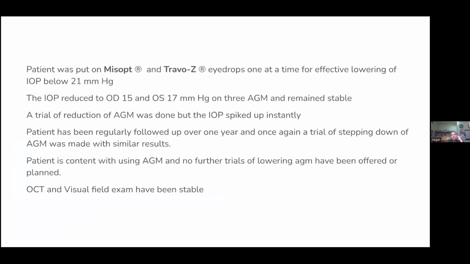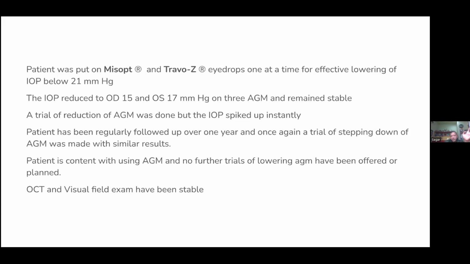So yeah, I made a diagnosis of ocular hypertension and put him on three drugs. Pressures came down, and I did a trial of reduction of AGM, as actually I'm very infatuated on proving that everything is not glaucoma. The pressure went up. So I continued with anti-glaucoma medication over 1 year.